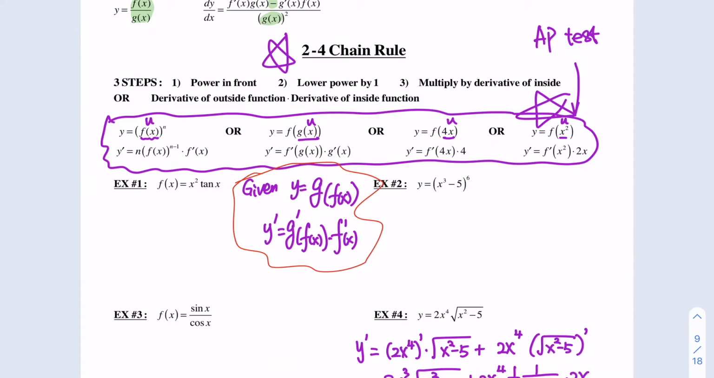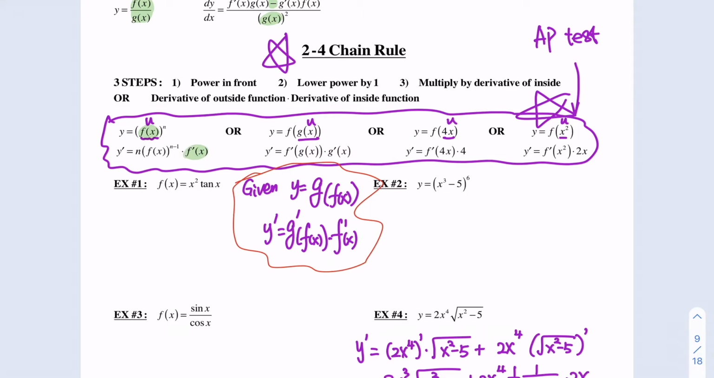So for example, given y equals f of x to the nth power, so this is your u now. You have to compare this function to the fundamental equations or functions we learned. So this is your u. When we take the derivative, it's n times u to the n minus 1 times u prime. Now u is f of x.